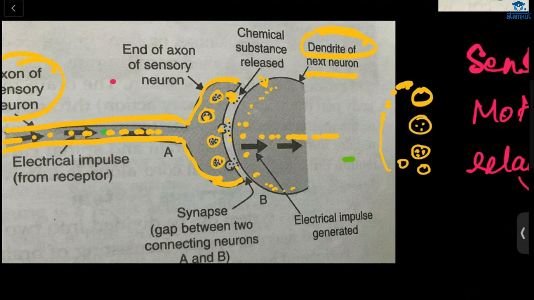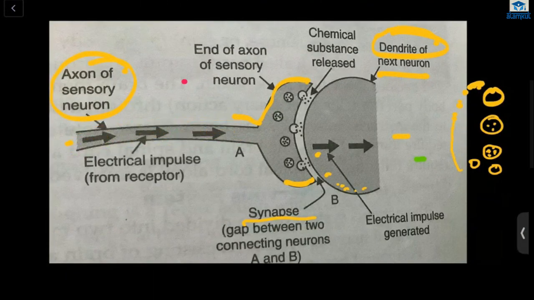This gap between two neurons is called the synapse or synaptic gap. The synapse goes only one way. The signal will not go back. It will go in one way only. This synapse acts as a one way valve, a one way door. Understood? Yes, ma'am.